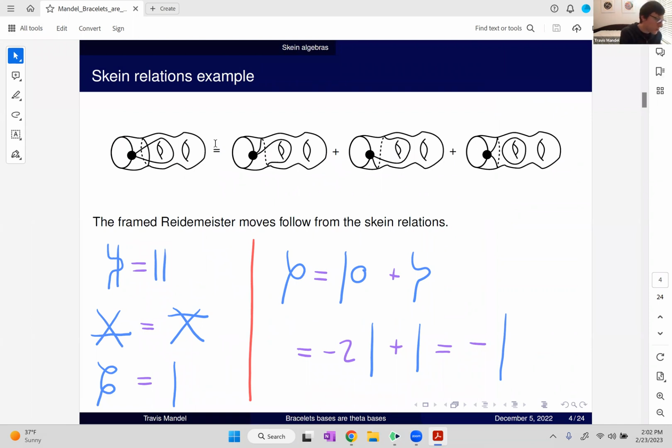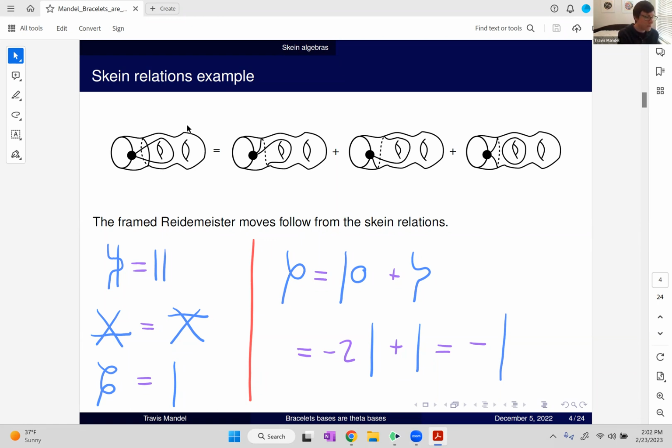I'm in a different program now, so I can't highlight. But here's a skein relation. We have this one loop that starts at this boundary marked point, wraps around this hole and comes back. So we have that arc, and then we also have this loop that wraps around here, and they intersect at 2 points. Using the skein relation, we can resolve those two crossings in two different ways.